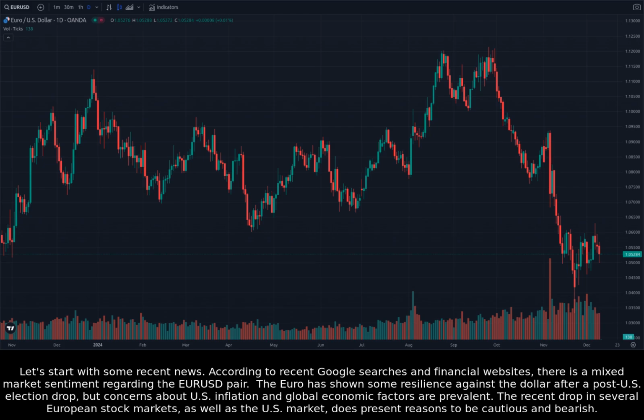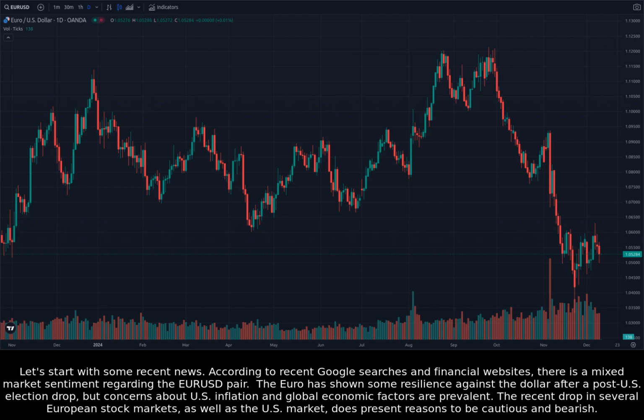Let's start with some recent news. According to recent Google searches and financial websites, there is a mixed market sentiment regarding the EURUSD pair. The euro has shown some resilience against the dollar after a post-US election drop, but concerns about US inflation and global economic factors are prevalent.